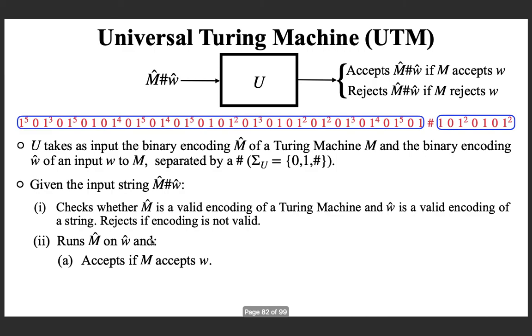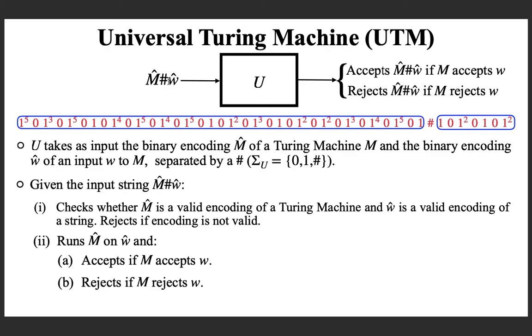And what it is doing is, it accepts if M accepts W. So it is just running M on W, and if M is accepting W, then the Turing Machine blindly accepts. And if M is rejecting W, then the Turing Machine U also just rejects its input. That is, this is its input.